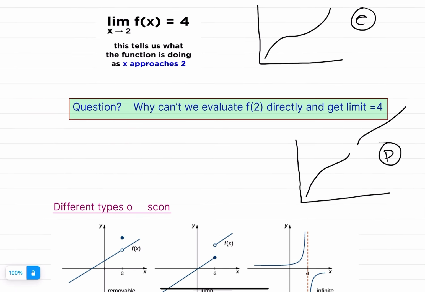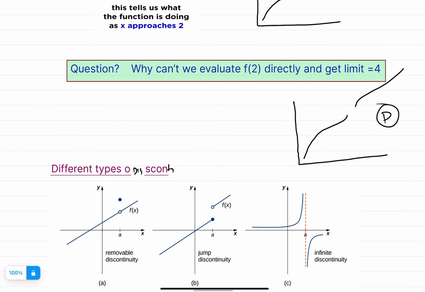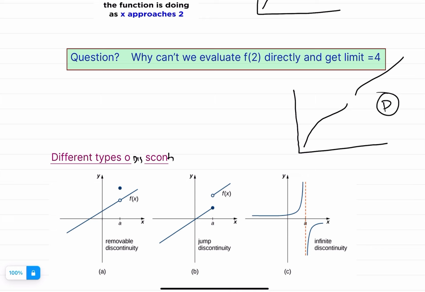There are different types of discontinuity. I've given examples: removable discontinuity, jump discontinuity, and infinite discontinuity. So in this type of discontinuous function, we cannot get the output for any particular point directly.